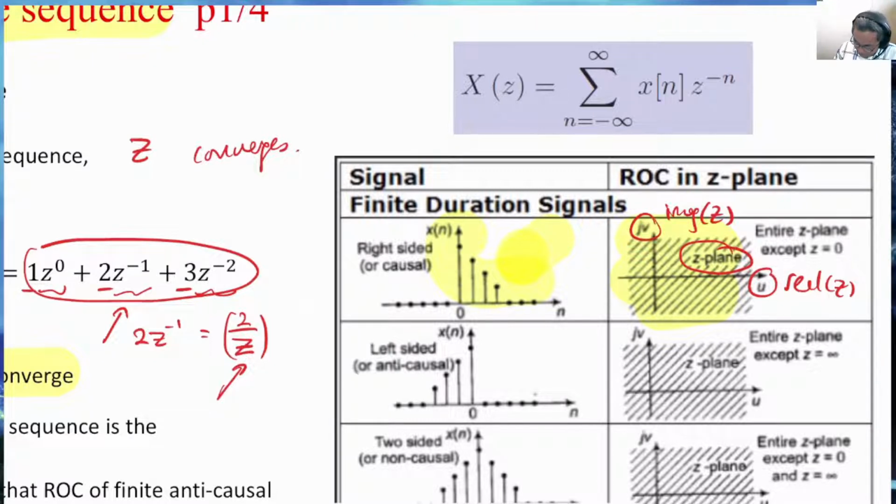except at the origin. So the answer is the entire z plane except z equals to 0 for ROC of causal finite sequence.